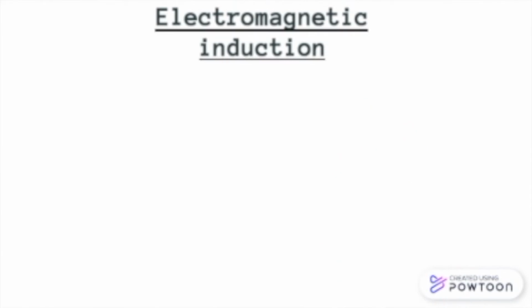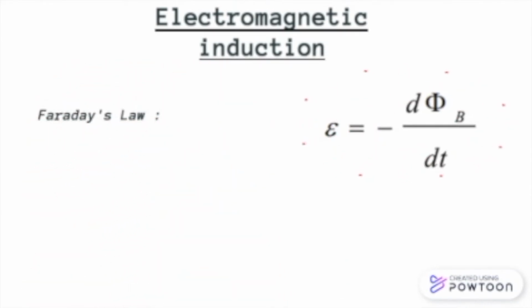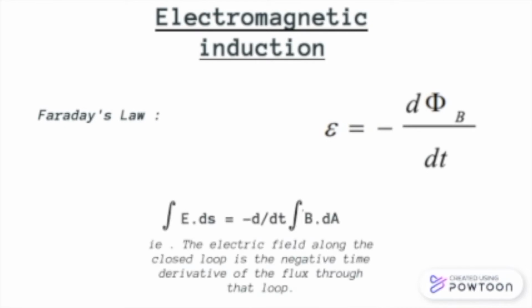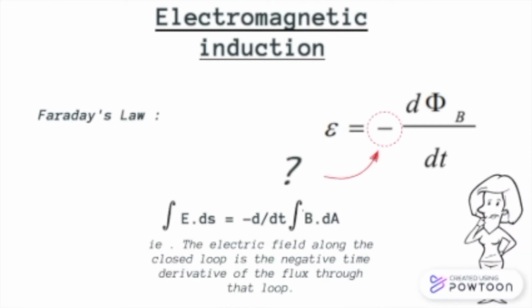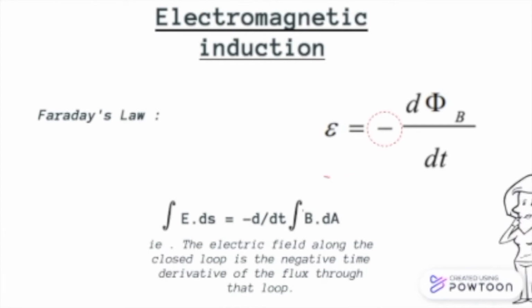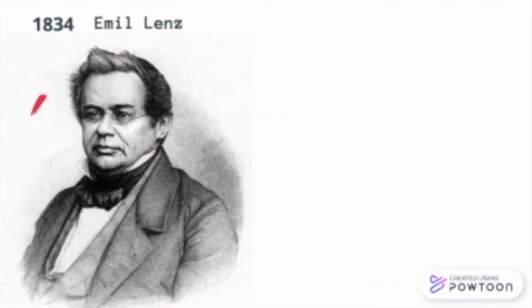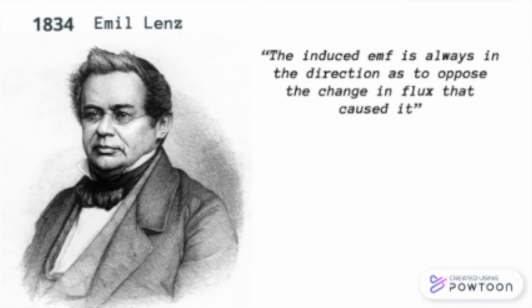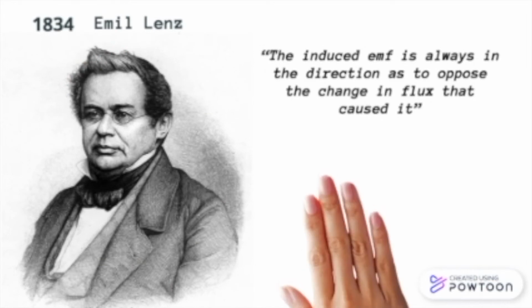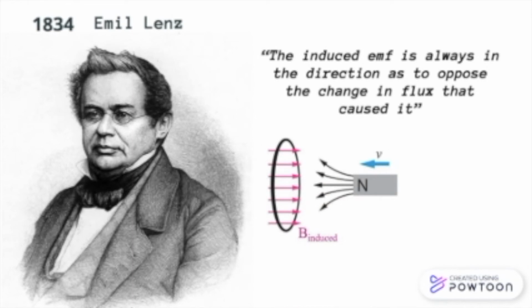Faraday states that a changing magnetic flux interacts with an electric field to produce electromotive force, and hence to produce a current. This phenomenon is known as electromagnetic induction. The magnitude of EMF in a conducting loop is related to the rate of change of magnetic flux through this loop. By Faraday's law, the electric field along the closed loop is the negative time derivative of the flux going through the loop. In 1834, Lenz, a Russian scientist, formulated Lenz's law, which tells us that the induced EMF is always in the direction as to oppose the change in flux that caused it.